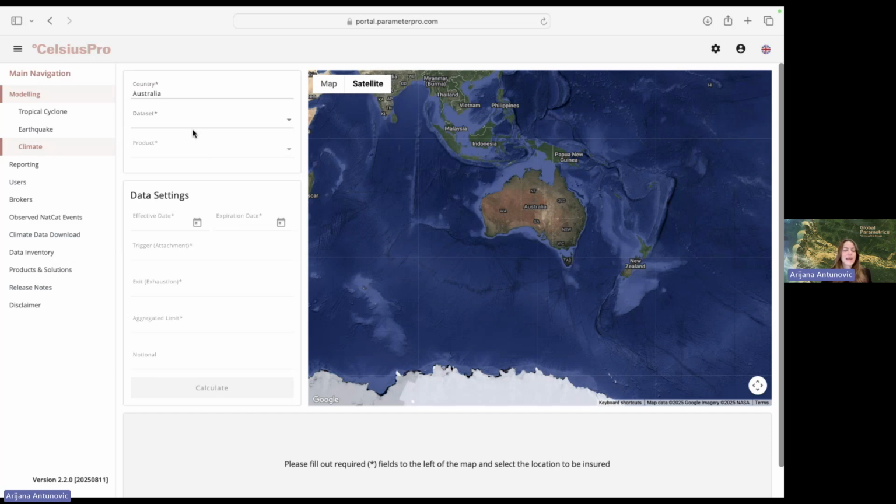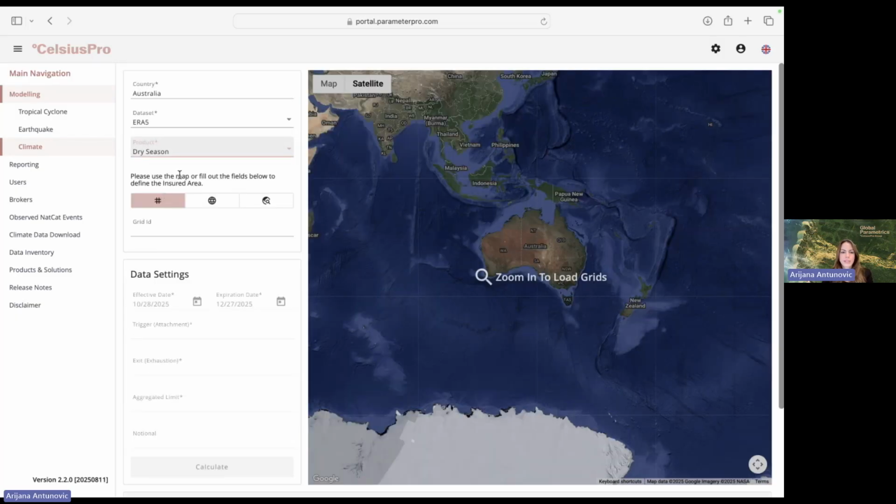Thank you, Russ. And just to switch back to ParameterPro. So for example, if I had a single client, a single farm in Australia, maybe a sophisticated client, I can discuss with them one-on-one what amount of rainfall is complicated for them, or when they start using the wheat crops. I would go into the data set and choose the ERA5, for example, and choose a product. We have many different products based on climate data, but let's say I want to look at the dry season product for this instance.